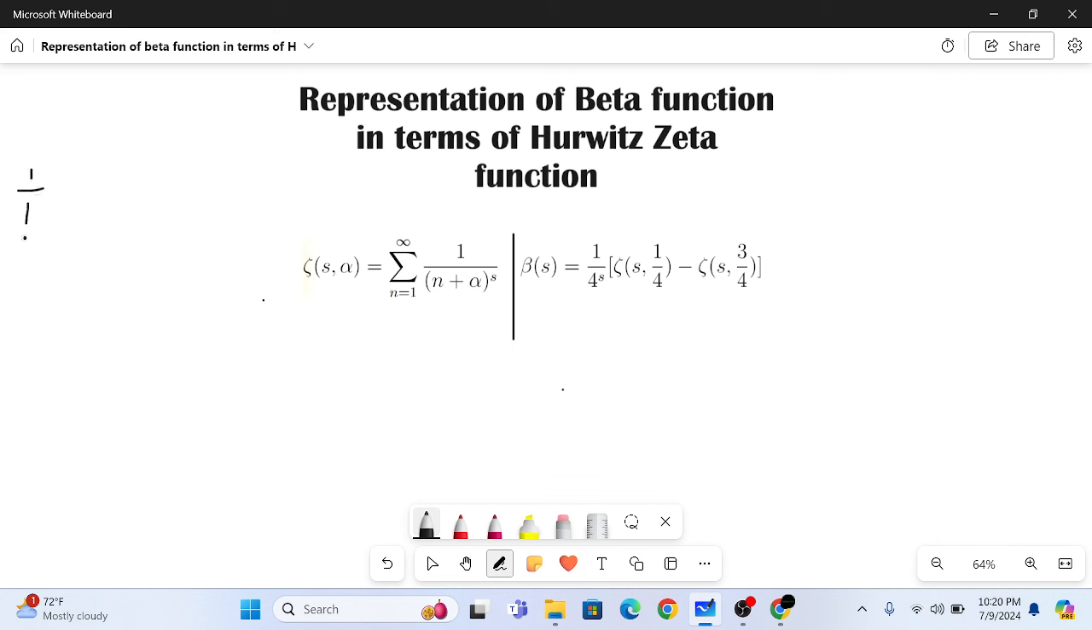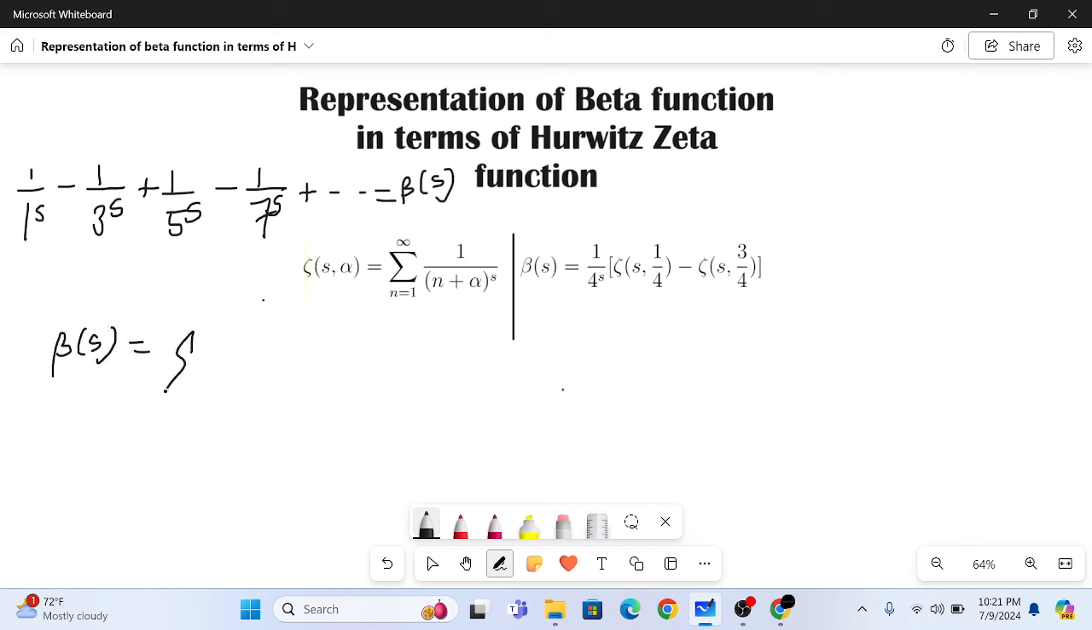So 1 by 1 to the power s minus 1 by 3 to the power s plus 1 by 5 to the power s minus 1 by 7 to the power s, and so on. This sum is actually considered as the beta function of s. Yes, and so in sum representation I can write this as the sum going from n equals 0 to infinity of minus 1 to the power n by 2n plus 1 to the power s. This is the beta function, and we will represent this Dirichlet beta function in terms of the Hurwitz Zeta function.